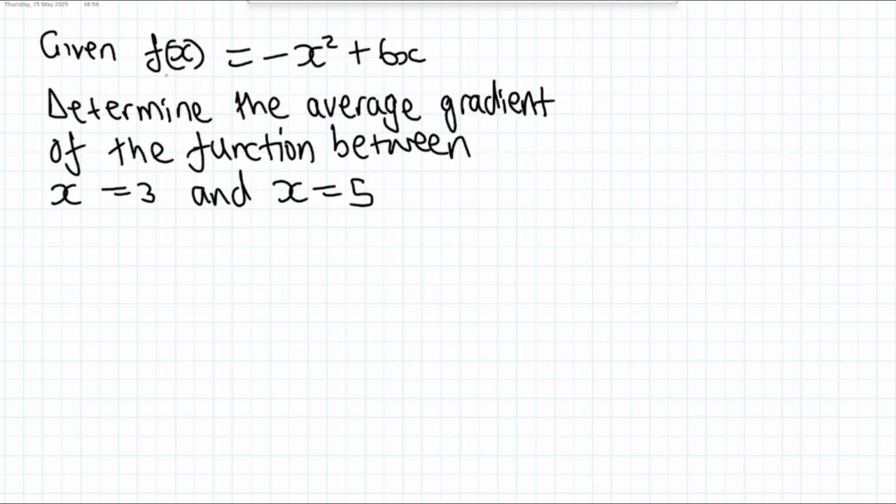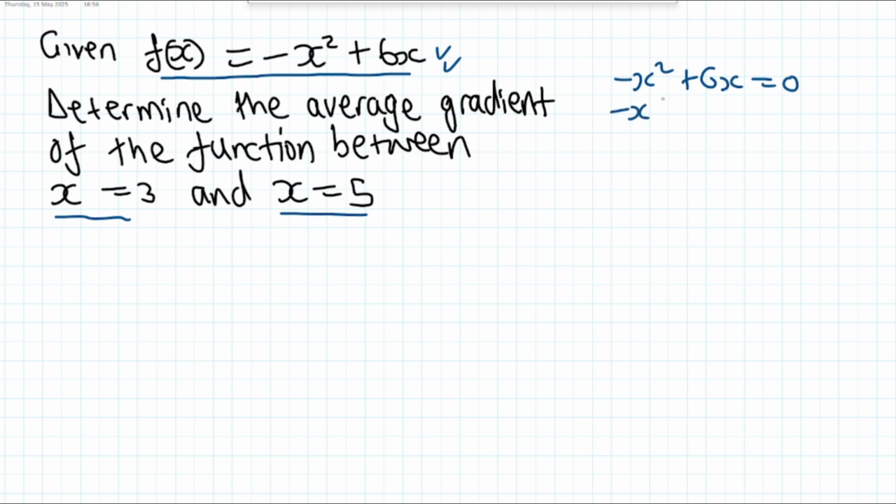Given a function f of x is equal to negative x squared plus 6x. Determine the average gradient of the function between x is equal to 3 and x is equal to 5. So what do we do here? Maybe let's have a rough sketch of this function. We can find the x-intercepts here. This is negative x squared plus 6x is equal to 0. We can factor out negative x, and then we get x minus 6 is equal to 0, meaning that x is equal to 0 or x is equal to 6.